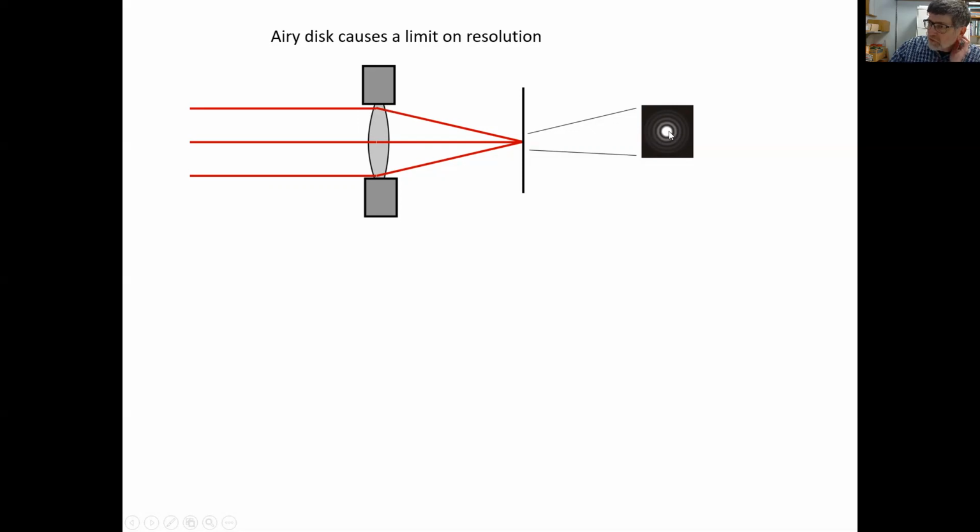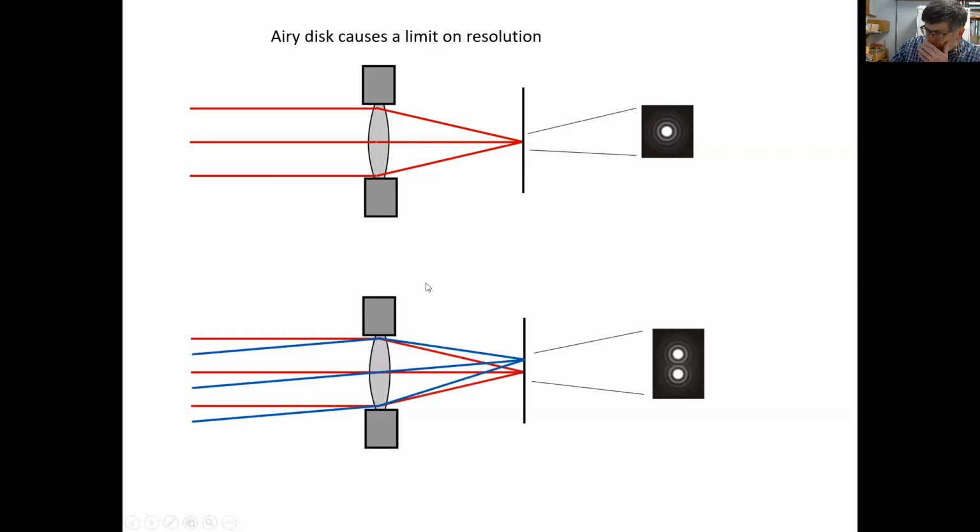That then has an effect on resolution, on how fine a detail you can see. Clearly, if this pattern is larger, it sort of fuzzes out the detail. And we define resolution in this case by how close two things can be and still be seen as two distinct objects. So here's a case where now we've got two objects, maybe two stars, a red star and a blue star, the way I've drawn the rays here.